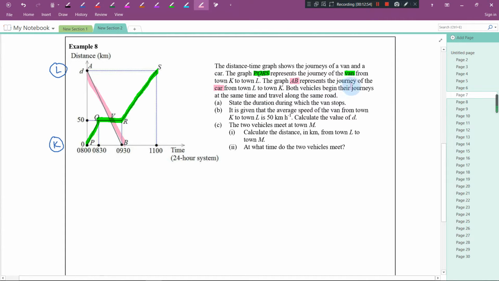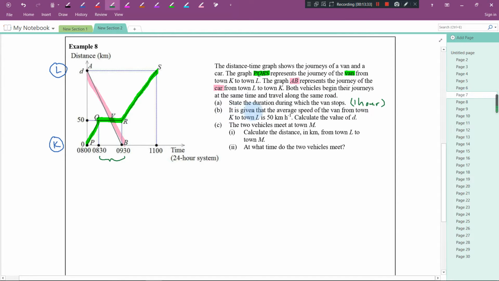Both vehicles begin their journey at the same time and travel along the same route. State the durations during which the van stop. Van stop means that stationary. Van, we have to look at the green color one. So the duration of time from here to here, the van is stationary. So 8:30 to 9:30. It means that the van stops for 1 hour, rests for 1 hour.